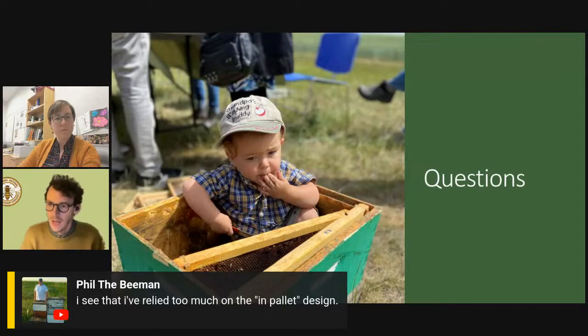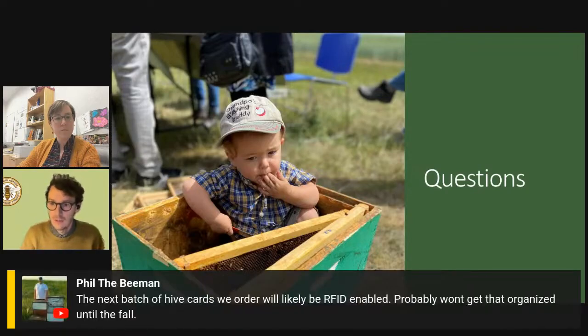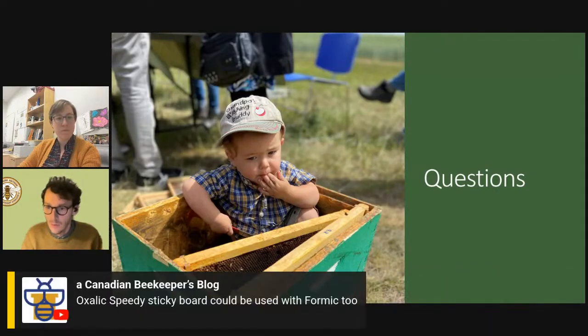Phil says that the next batch of hive cards he will order will likely be RFID enabled, and he'll try to organize that later this fall. In terms of the oxalic speedy sticky board, Ian says that this could be tried with Formic Pro as well, or sorry, not Formic Pro, Formic. You'd want the flash release on that.